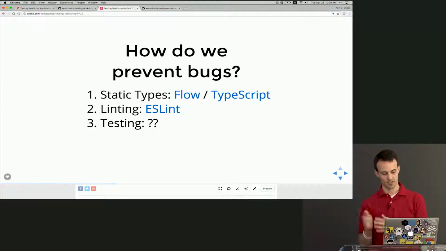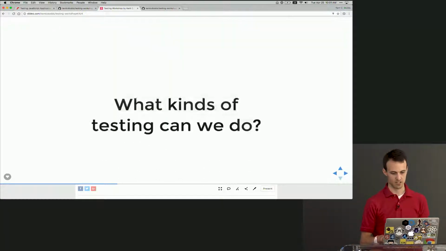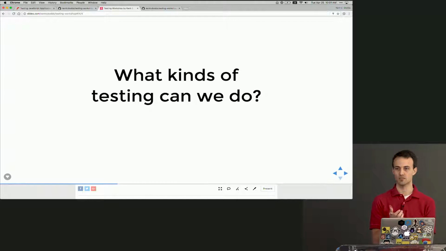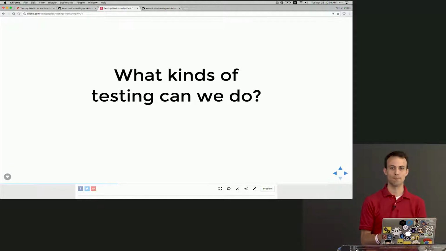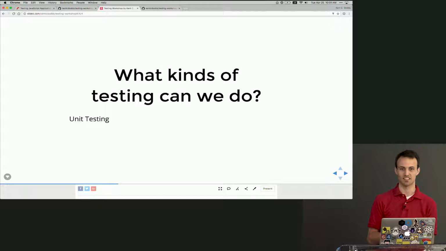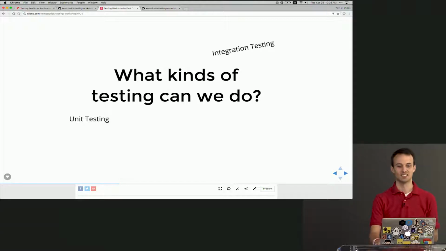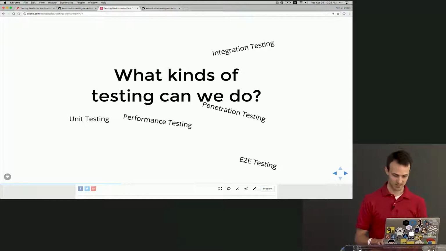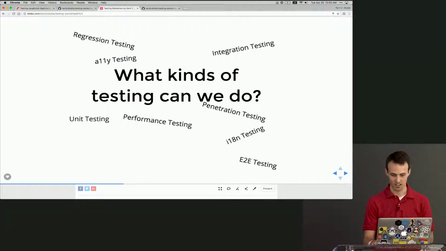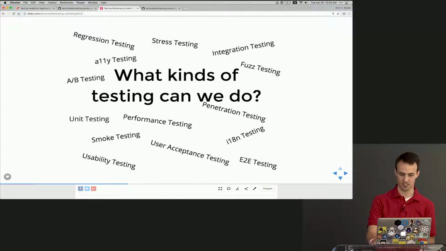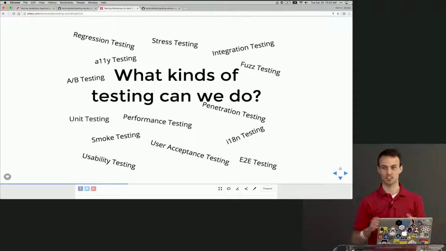And then if those two things won't do it for you, then you start thinking about testing. And there are many different ways to test. So what kind of testing can we do? Unit testing. Very good. Integration testing. Regression testing. End-to-end testing, E2E. Penetration testing, performance regression, accessibility, internationalization, tons and tons of different types of testing.